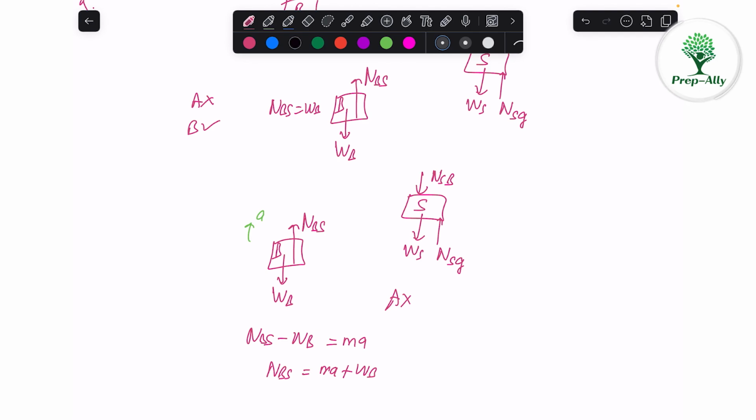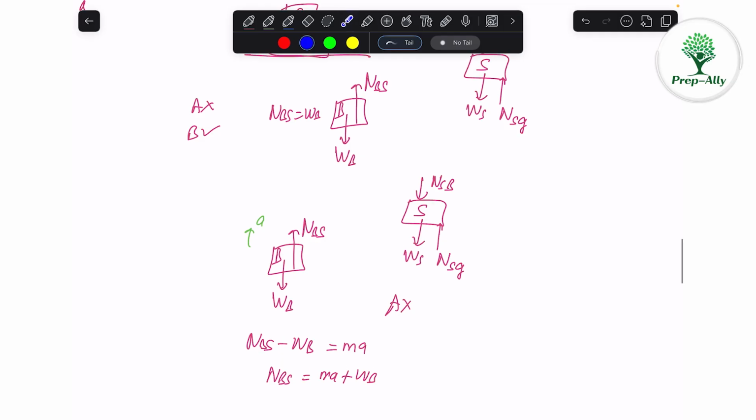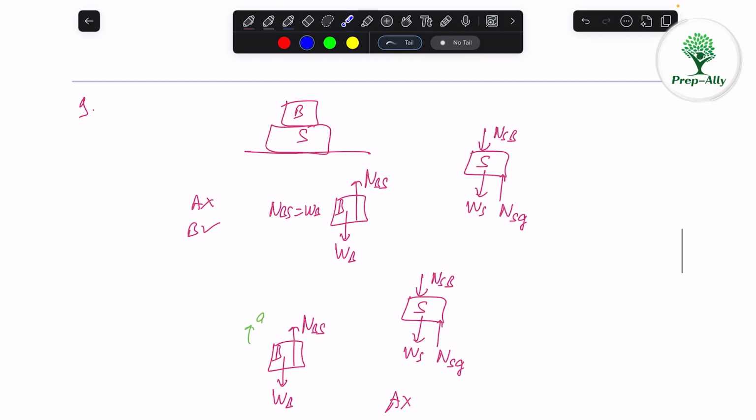The force between Srinivas and ground is a contact force. This is the normal reaction on Srinivas due to ground, and the normal reaction on ground due to Srinivas is also there. So it's a contact force. So C is correct. The force between Bharat and ground is a non-contact force. See, the force between Bharat and ground is actually the gravity force, and gravity is a non-contact force. So D is correct. So the incorrect statement is statement A. So A is the answer for this question.